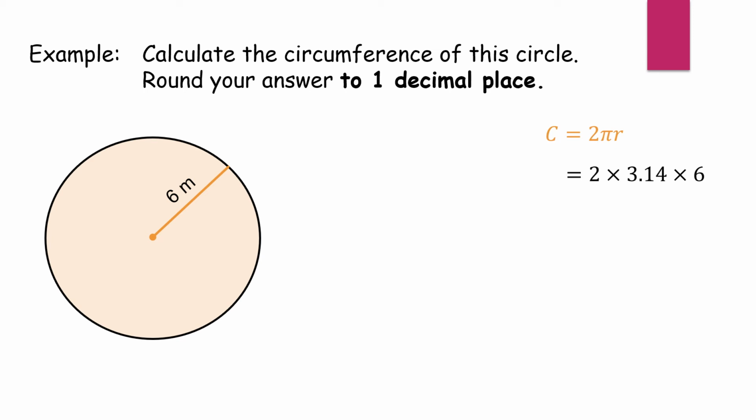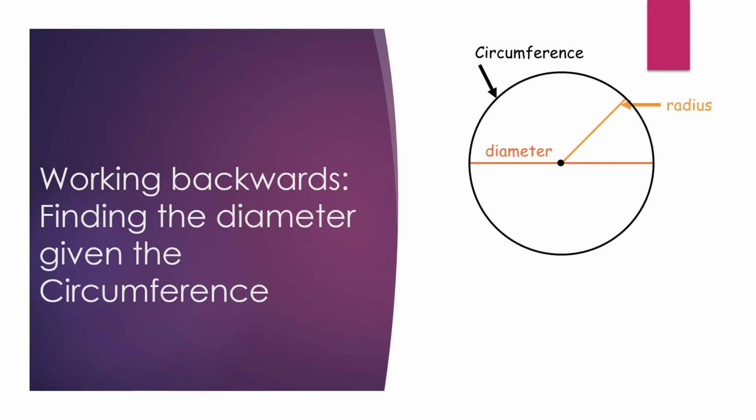So we're going to get 2 times 3.14 times 6. That gives us a value of 37.68, and if we're rounding it to 1 decimal place, then we're going to end up with an answer of 37.7 meters because the 8 after the 6 is telling us that we need to round that 6 up to a 7 because 37.7 is closer than 37.6 to our value.